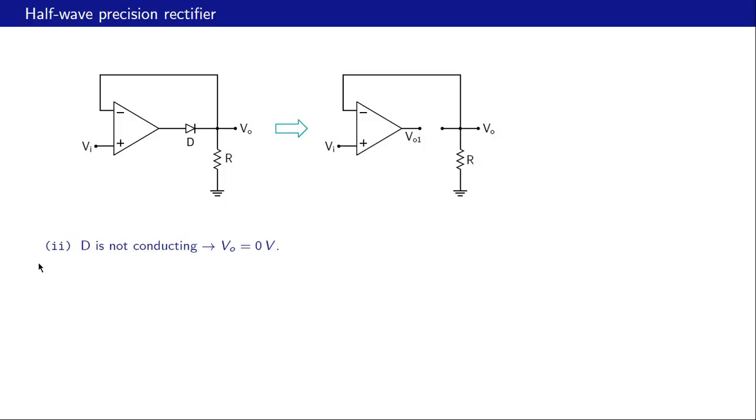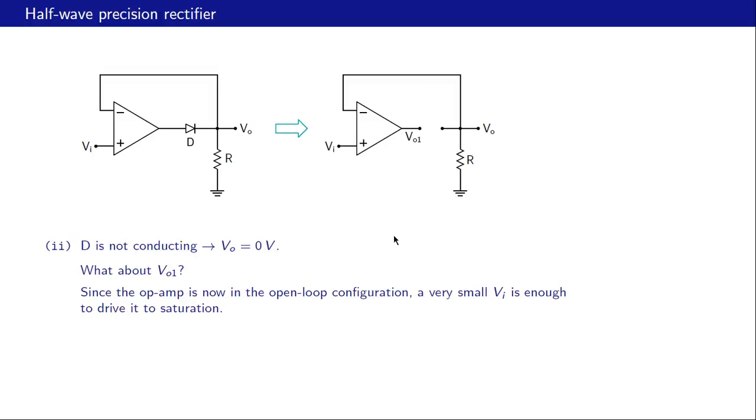Let us now consider the second case, that is D not conducting. So we replace D with an open circuit. And now there is no possibility of any current here because there is no current going in or out of the op amp. So therefore VO is equal to 0.